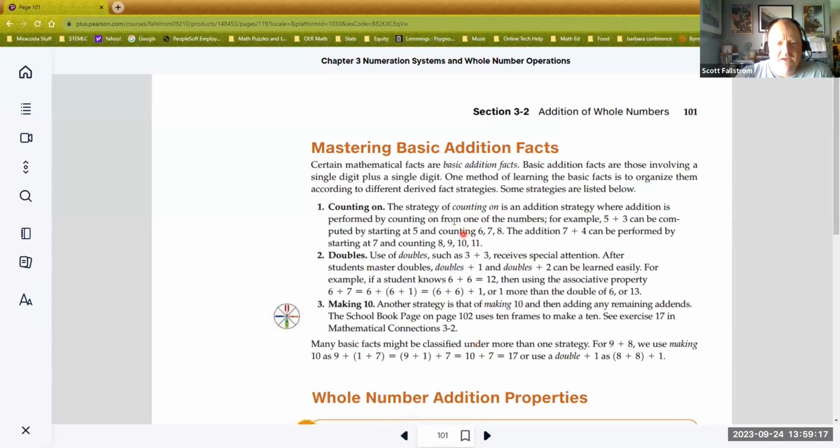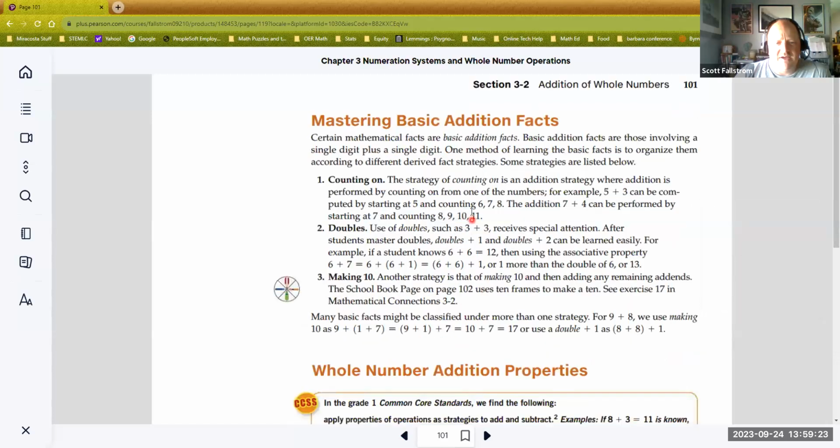So page 101. So counting on is the strategy of addition, counting on. So you'd count on by counting 6, 7, 8. So again, that means you started at 5, and what you're doing is you're counting how many additional numbers are needed to get you to 8. So 6, 7, 8 would be that I'm adding 5 and 3.